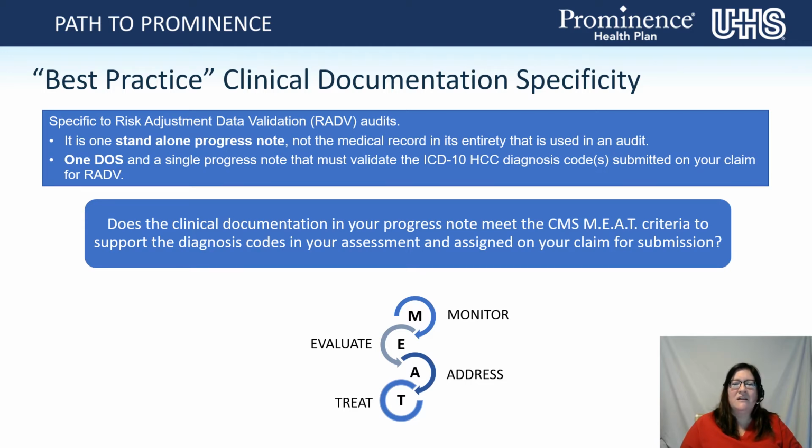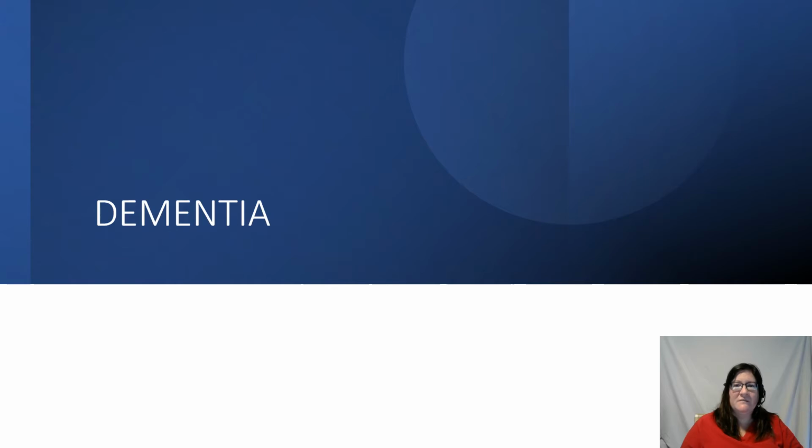Does the clinical documentation in your progress note meet the CMS MEAT criteria to support the diagnosis codes in your assessment and submitted on your claim? Remember, MEAT, M-E-A-T, monitor, evaluate, address, treat, the CMS acronym that you should include with all chronic diagnoses in your progress note documentation. Here we're going to talk about some specific documentation tips for dementia.